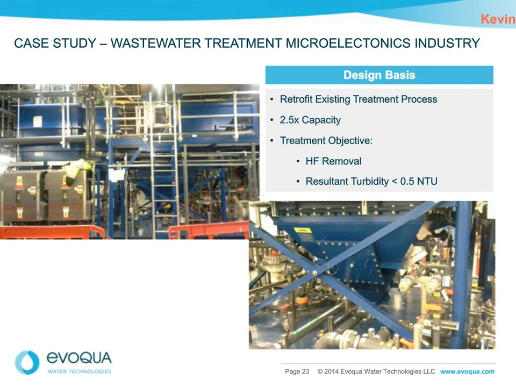The second case study is a COMAG application that was a retrofit at a large semiconductor manufacturer. Due to the expansion of manufacturing, the wastewater treatment system had to be increased by 2.5 times, basically from 60 to 150 gallons a minute.